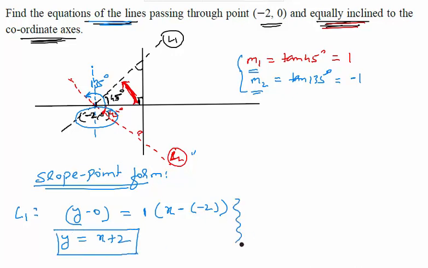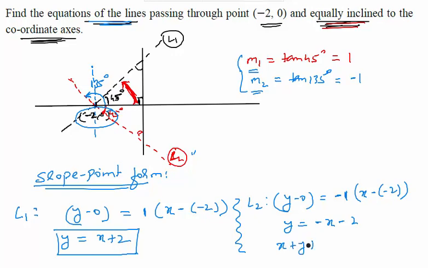What about the second line? If you have to find the equation of the second line, again the point remains the same, -2, 0. So y minus 0 is equal to, this time the slope becomes m2, which is -1, right? And further x minus -2. So this should give you y is equal to -x minus 2. If we take everything on the same side, it should give you x plus y plus 2 equal to 0.